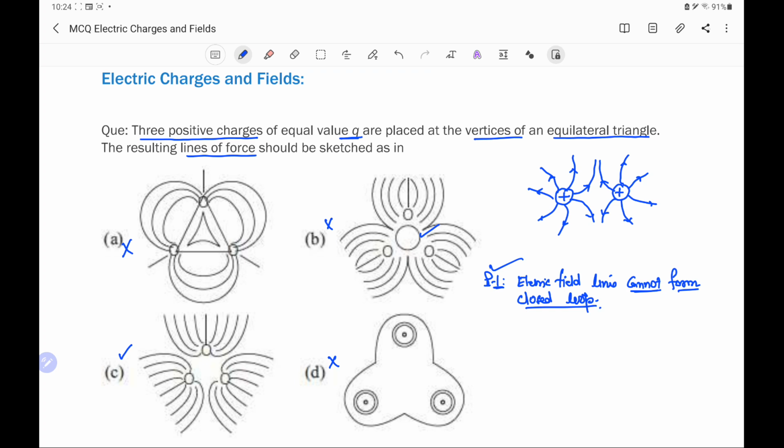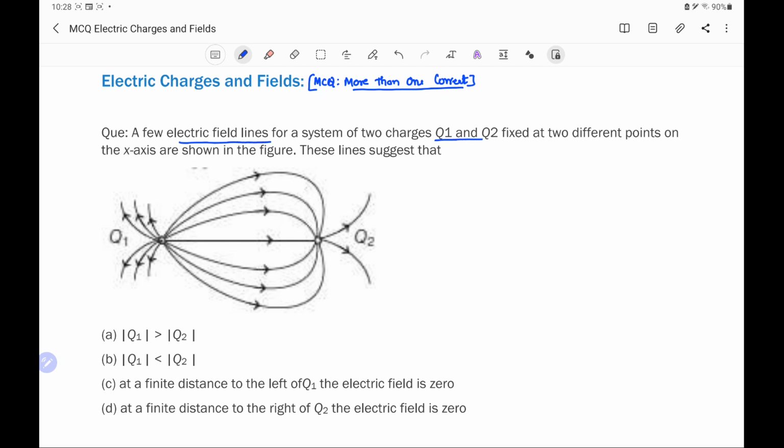Next question is, a few electric field lines of a system of two charges Q1 and Q2 fixed at two different points on the x-axis are shown in the figure. If we visualize the figure, the field lines originate from the charge Q1, so it is a positive charge, and field lines are terminating at Q2, so Q2 is a negative charge. And the density of the field lines is more near Q1, so we can say the magnitude of Q1 is more than Q2. Hence option A is the correct option, while B will be incorrect.